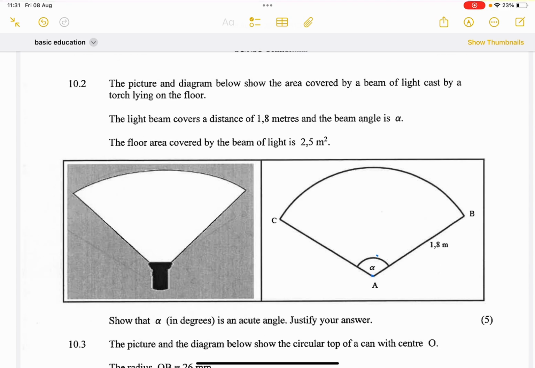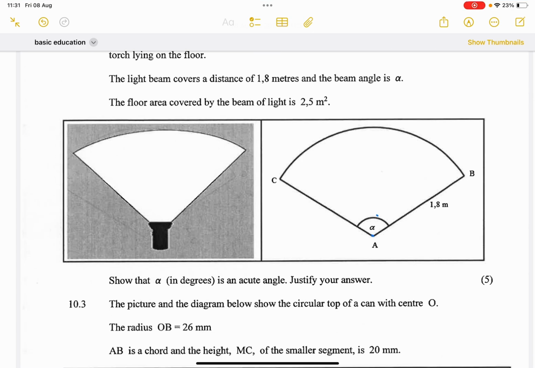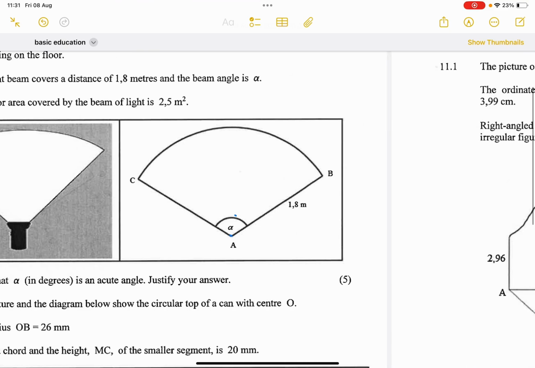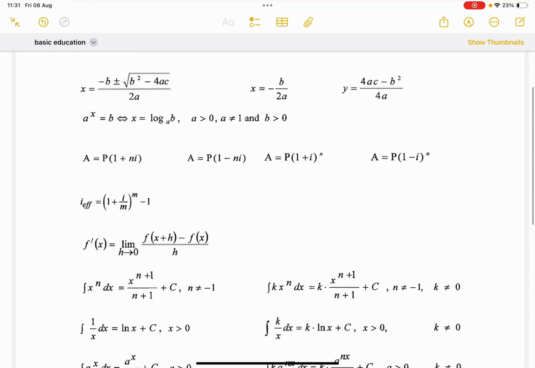Now, ladies and gents, it's important for us to know our formulae in this case. We are given the area. So they say to us, show that alpha in degrees is an acute angle. Justify your answer. Right, now let's go and check.